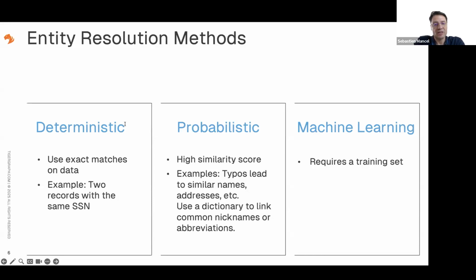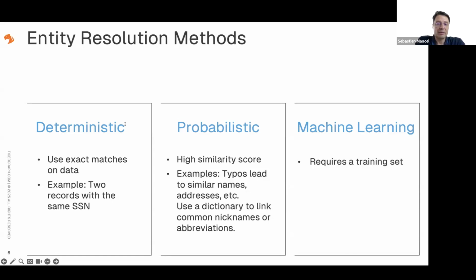Probabilistic matching is designed for messy or inconsistent data where typos, nicknames, or formatting differences are common. It uses fuzzy matching techniques to compare partial or similar values. So think of John Smith or Jonathan Smith or Jay Smith. It combines multiple weak signals, partial names, addresses, phone numbers, and calculates a matching score. So this method is especially useful when there are no strong identifiers available.